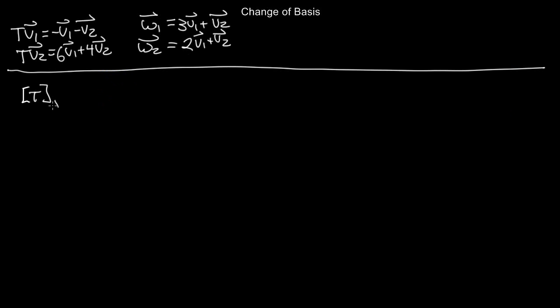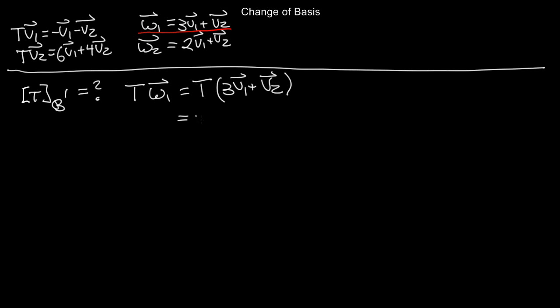So I have the essential information written down up here. Let's see, how do you figure out this matrix with respect to B prime? Well, let's compute TW1. Well, in order to do that, you need to write W1 in terms of V1 and V2. Well, I have that here, so you plug in 3V1 plus V2. And now using the linearity of T, that's 3TV1 plus TV2. And do we know TV1? Well, of course we do. That's given over here, so you plug that in.